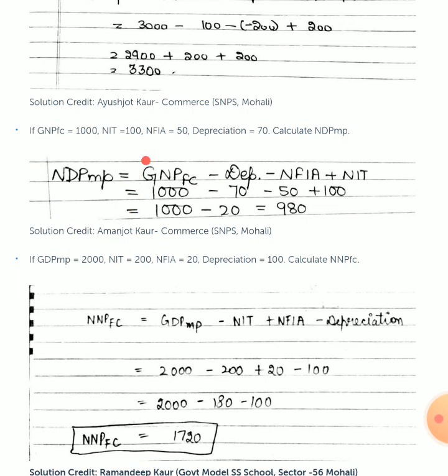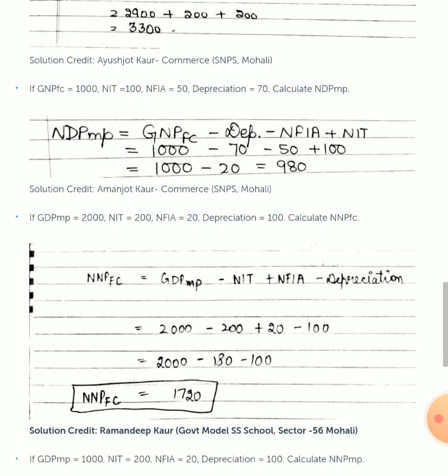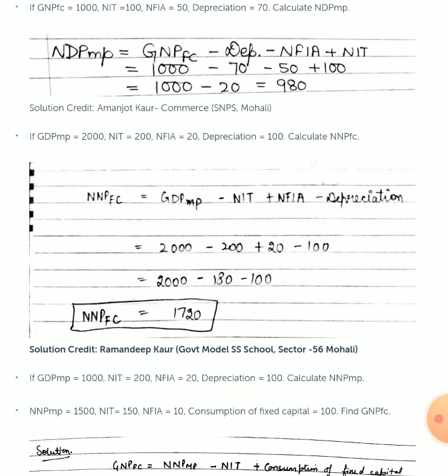First we will change gross into net, minus depreciation. Then we will change national into domestic. We will minus NFIA, then FC into MP, plus NIT. Okay, so we will put the values and we will get the answer, which is 980. Okay, let's see another last question here.